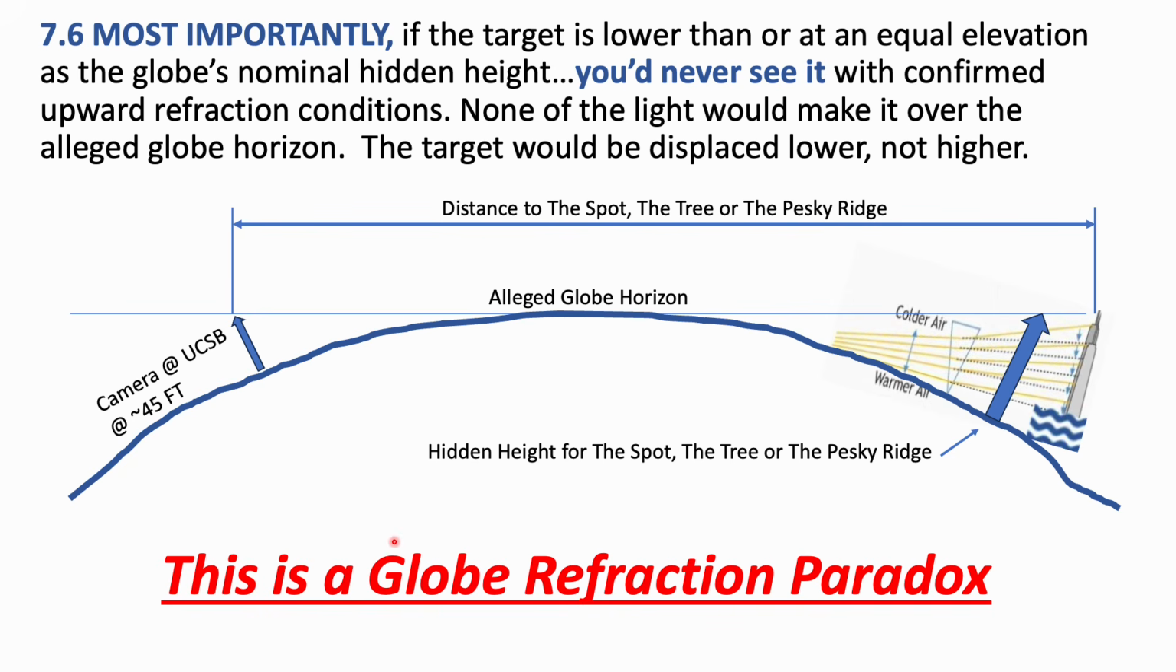In other words, most globe supporters claim downward refraction is in effect all the time, but we can confirm we've got upward refraction effects occurring in a zone of elevation at or below an object in the distance that should be below the horizon.